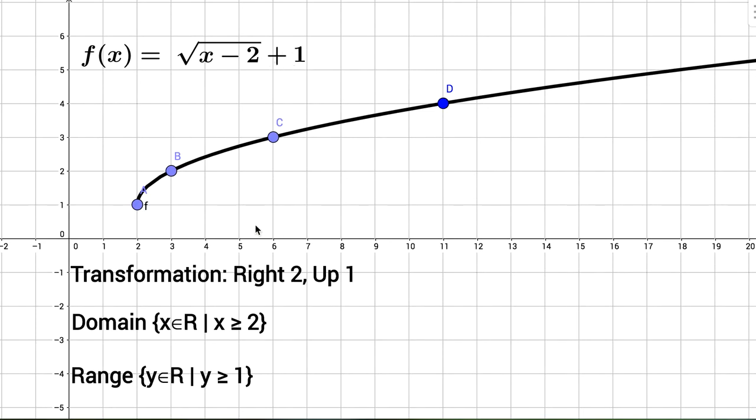So what's going to be our domain? The domain is the x values that are allowed. When it comes to square root, the numbers coming out from your square root should be positive. So you have to set this x minus 2 greater than or equal to 0. That's where you get x greater than or equal to 2. How about the range? Since you move everything up by 1, this is telling you your y can never be less than 1. The y would have to be greater than or equal to 1.